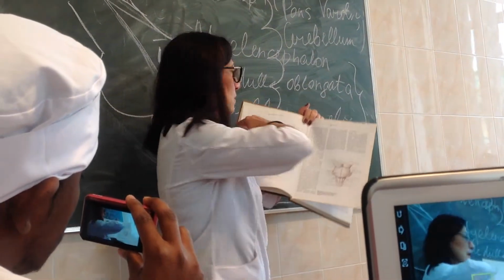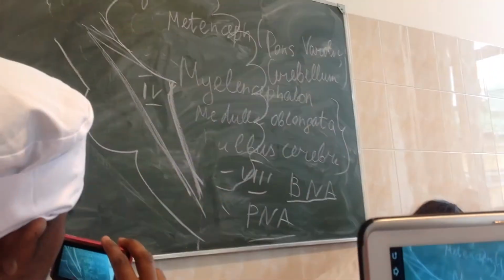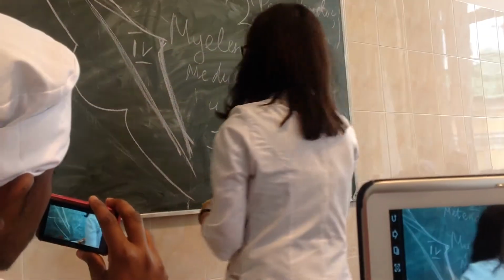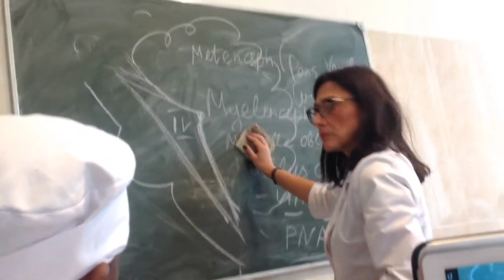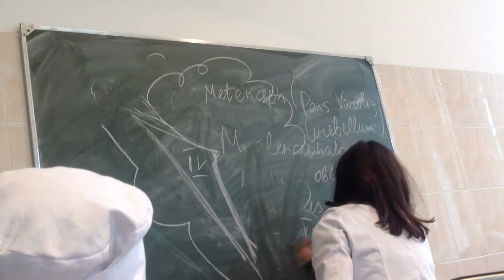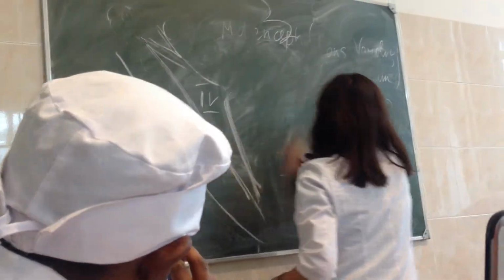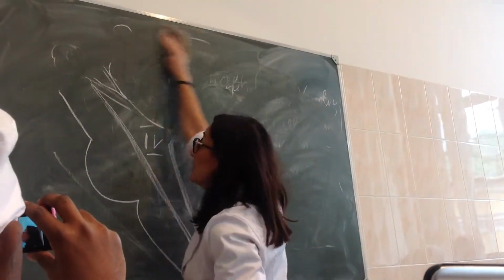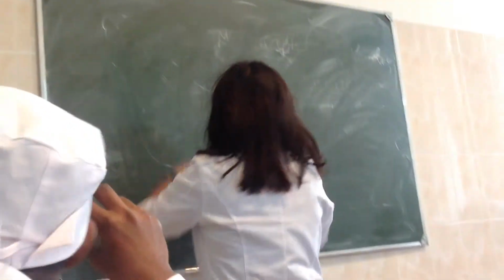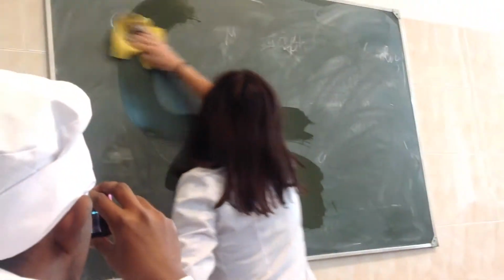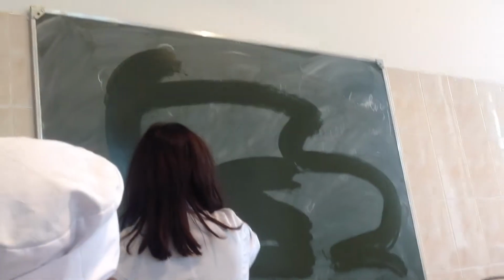Do you understand? Now, a transverse section through the pons. We'll draw on the transverse section what we can see. We'll draw the internal structure of the pons. Transverse section.